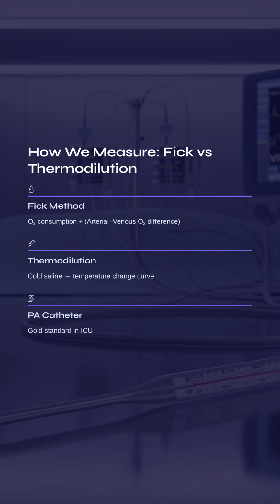There are two main ways to measure cardiac output. The Fick method calculates oxygen consumption divided by the difference between arterial and venous oxygen content. It's elegant, but rarely used at the bedside because it requires precise VO2 measurement. In the ICU, we rely on thermodilution. A known volume of cold saline is injected into the right atrium, and the pulmonary artery catheter measures how quickly the blood warms back up.